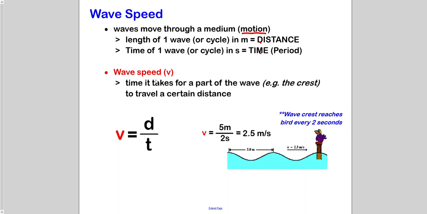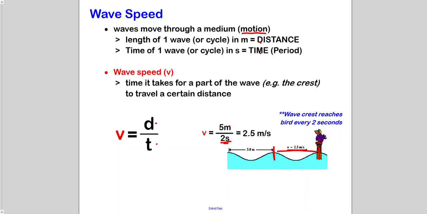So the wave speed is the time it takes for a part of the wave, like the crest, to travel a certain distance. If you were this bird sitting here, and here's the first crest right at you, you could get out your bird timer and time how long it takes for the next crest to hit you. Let's say you time it and it's 2 seconds. Well, you could get out your bird meter stick and measure that it's 5 meters between these two crests. Now I have a distance and a time. Speed or velocity is distance over time.